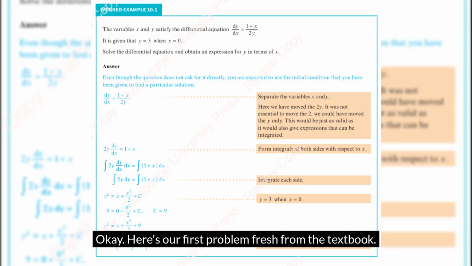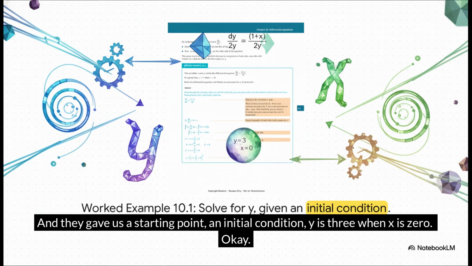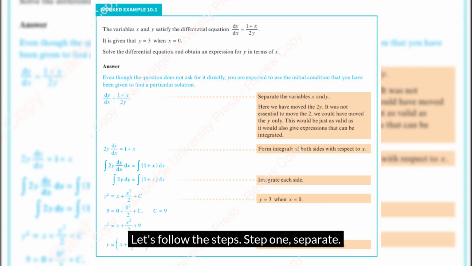Okay, here's our first problem, fresh from the textbook. We need to solve dy over dx equals (1 plus x) divided by 2y. And they gave us a starting point, an initial condition. y is 3 when x is 0. Okay, let's follow the steps.